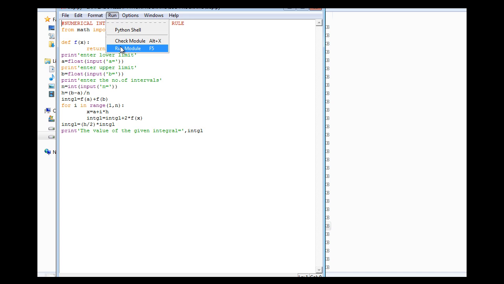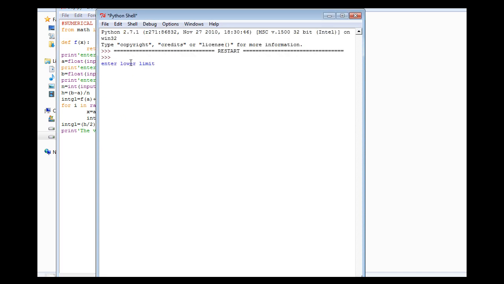So let us run this program. The lower limit is 0, the upper limit is pi, and the number of intervals I'm putting is 100. So the integral is 2. It is correct: if I integrate sin x with limits 0 to pi, it is 2, and I'm getting 1.999. So we got the correct answer.